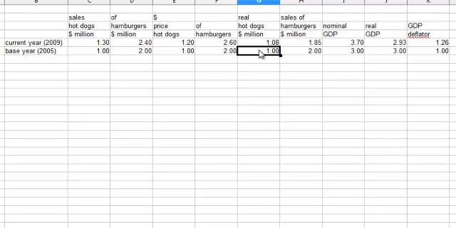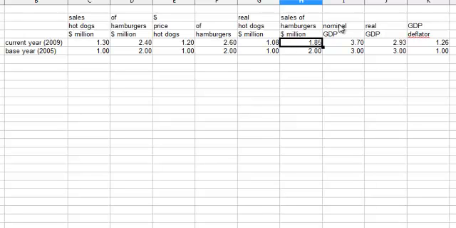When we move up to calculating the real sales of hot dogs, we are multiplying the current dollar sales times the price of hot dogs in the base year, and then dividing by the price in the current year. Now the price has changed, so this makes a difference. It means that the real sales of hot dogs are lower than the nominal sales. That's because there's been inflation, and so we want to adjust for that inflation. We just want to count the real sales of hot dogs. We do a similar adjustment for the sales of hamburgers.